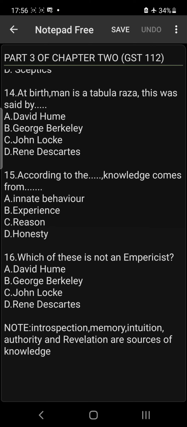So I have notes: introspection, memory, intuition, authority, and revelation as sources of knowledge. How do you explain these terms? Now, introspection, memory, intuition, authority, and revelation are other sources of knowledge. What is introspection? Introspection is the ability to tell yourself what is happening within you. That is, you have an insight of what is happening.